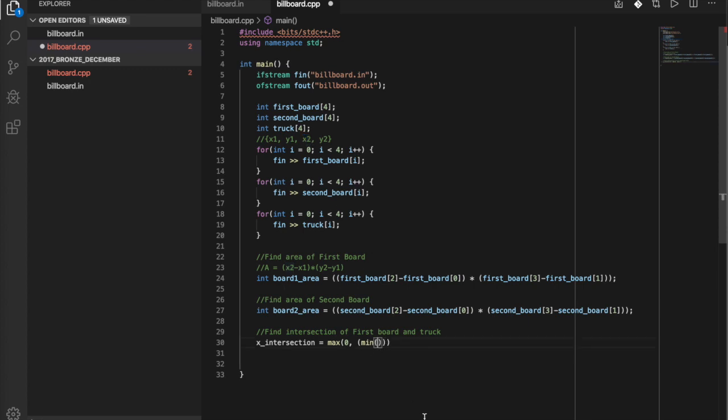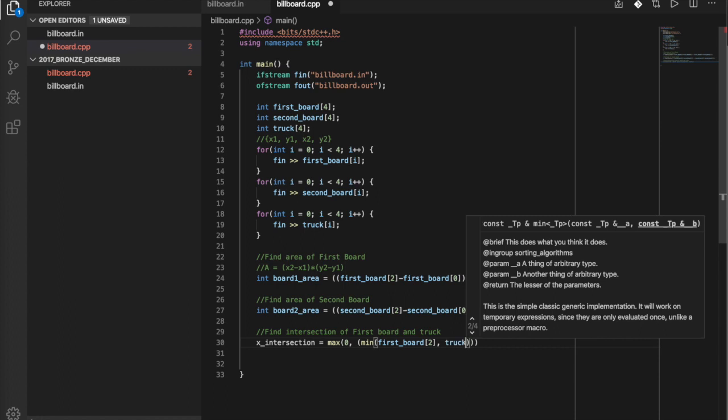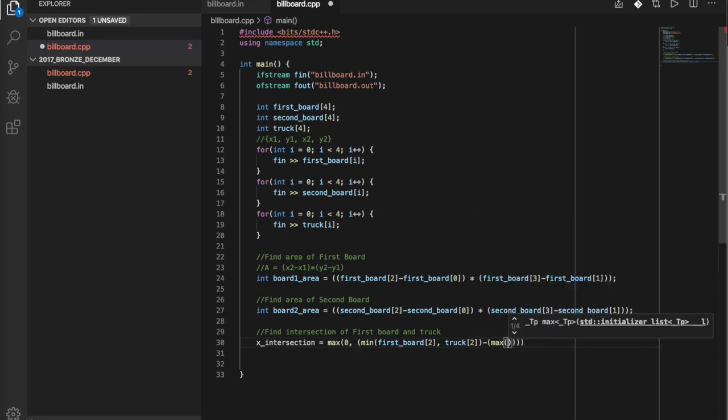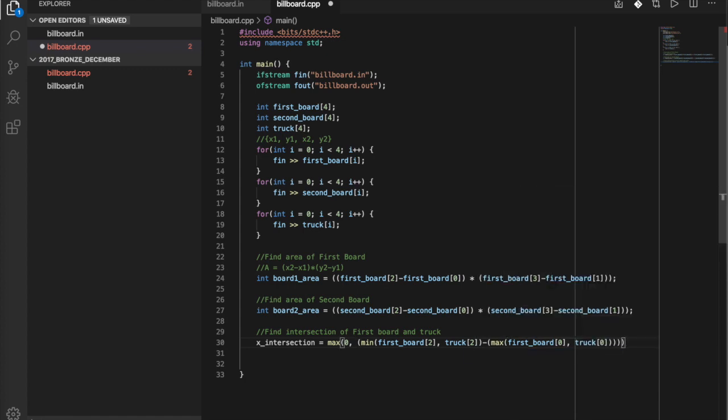So we want first board of 2 comma the truck's x2. We want the minimum of those two, and we want to minus that by the maximum of the x1. So we want the first board of 0 comma truck of 0. So now this should give us the x intersection for the first board.